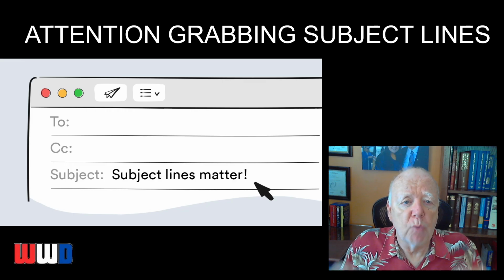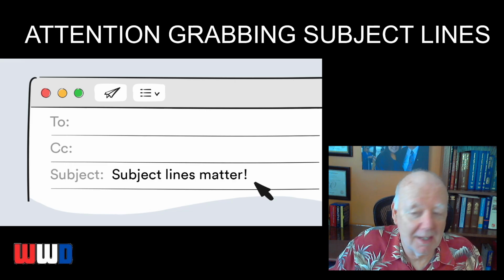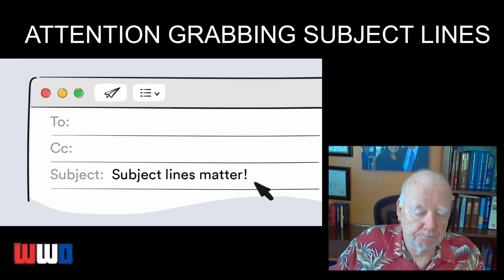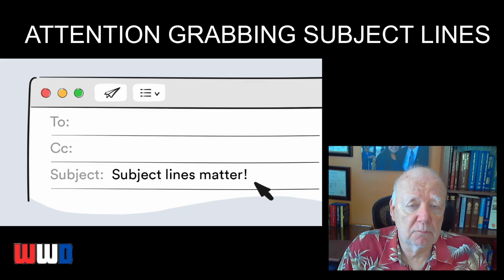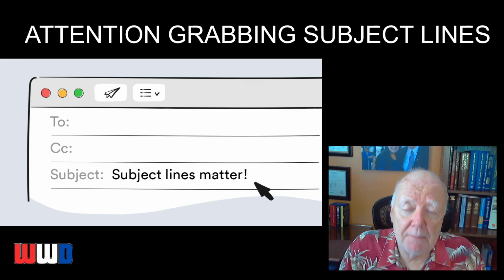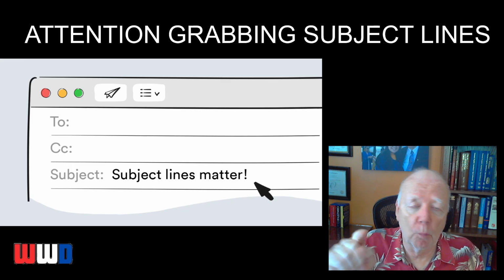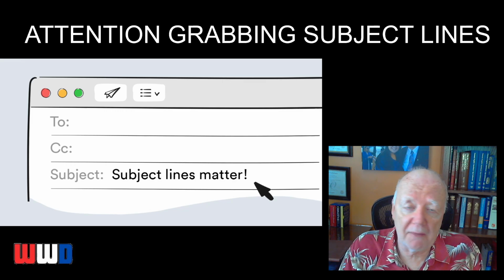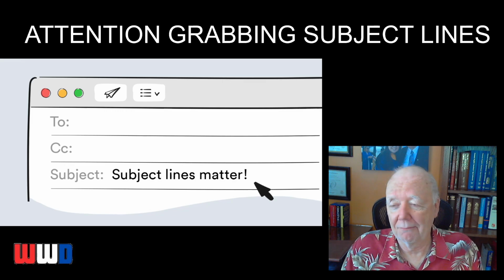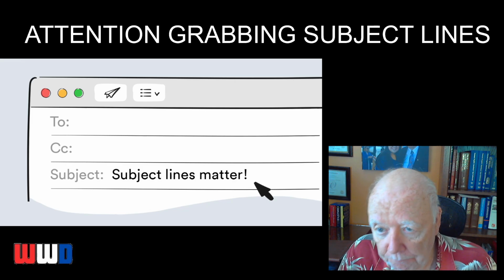Well, the next point, write attention-grabbing subject lines. And this is a really, really big point because, as you know, people get 20, 30, 50, 100, 200 emails a day. And what's the first thing most people look at? The subject line. What is this email about? And many times that will determine whether or not they're going to click on it to open it or just say, oh, heck with this, and hit delete. So that subject line is really important.